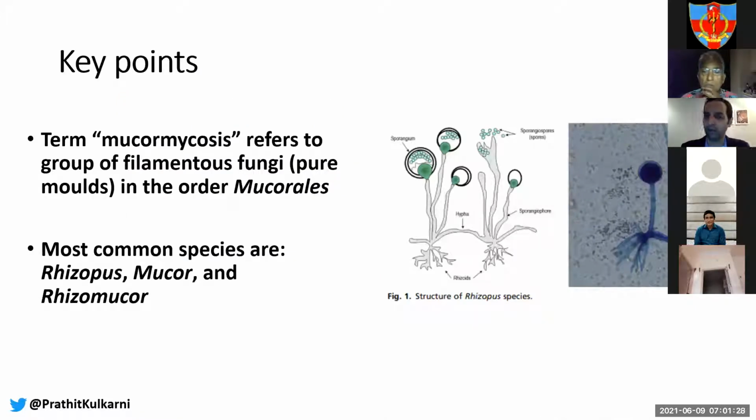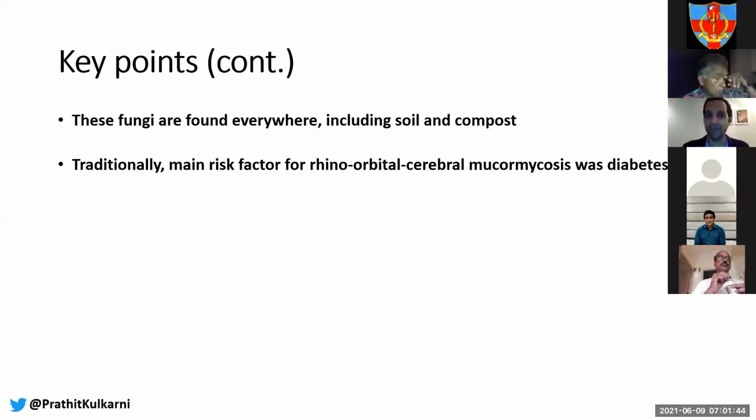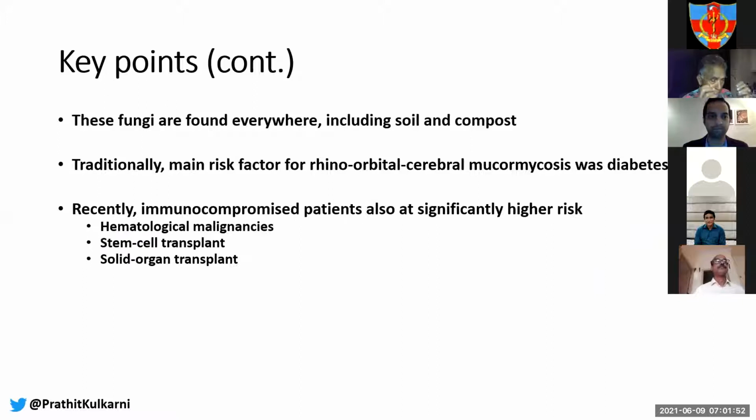The term mucormycosis refers to a group of filamentous fungi, pure molds, in the order Mucorales. The most common species are Rhizopus, Mucor, and Rhizomucor. These fungi are found everywhere, including soil and compost. Traditionally, the main risk factor for rhino-orbital cerebral mucormycosis was diabetes, and in particular, diabetic ketoacidosis.